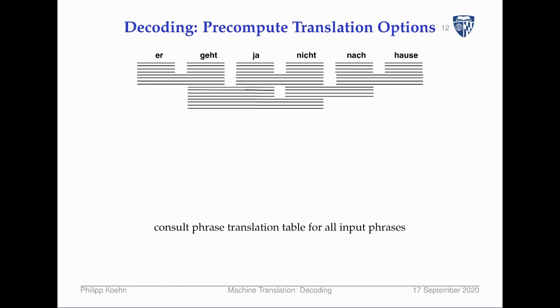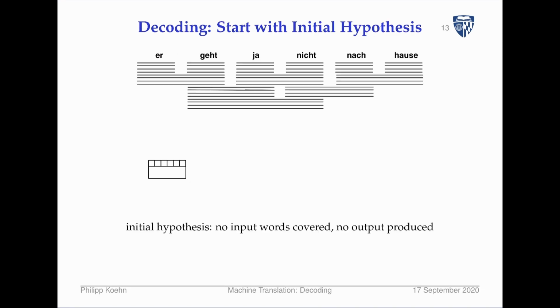a heuristic algorithm. What I have in the picture is a display of the phrase translation table, just as lines, to give you some sense of it. There are all these options for how to translate the foreign sentence. We're going to start this process with a data structure we call a hypothesis. So this is the initial hypothesis. This is what we start with.